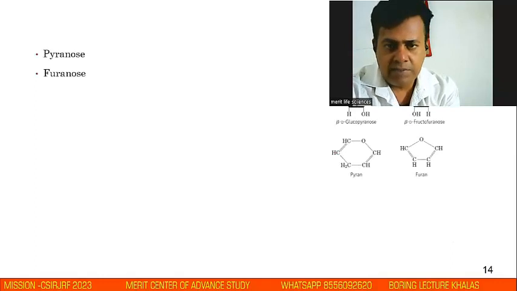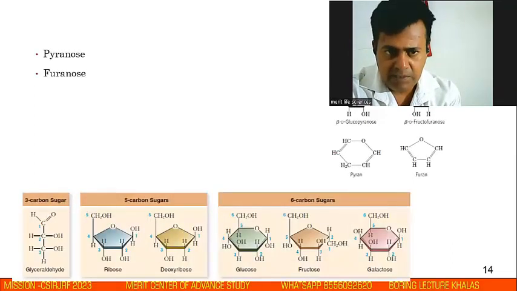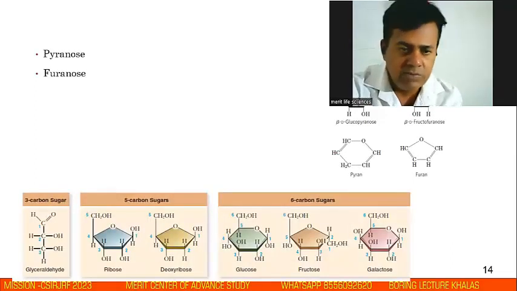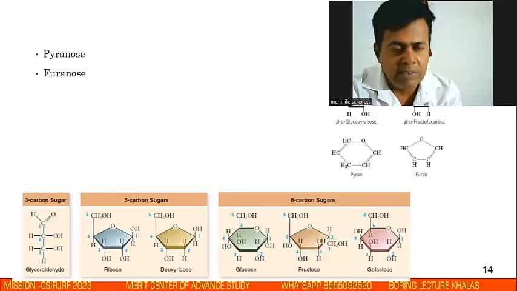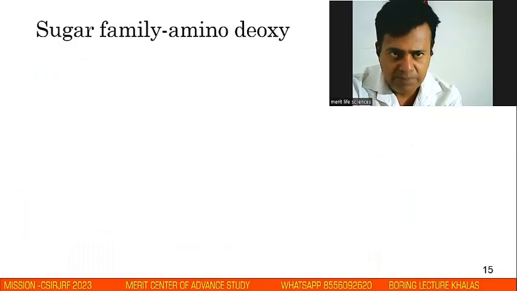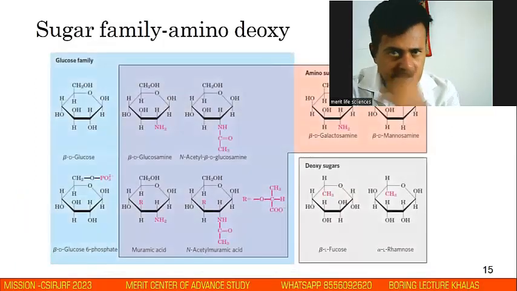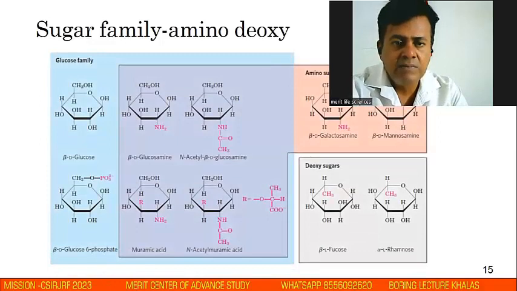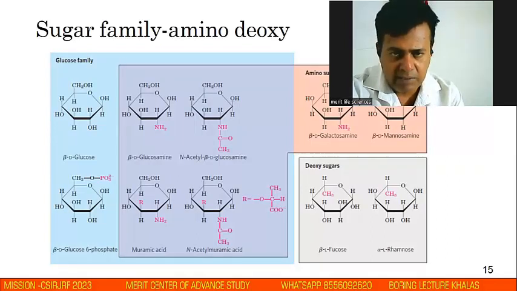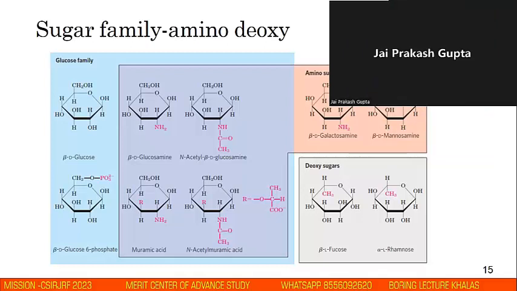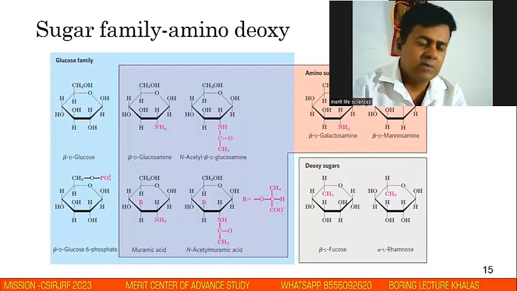So the pyranose concept we have just discussed. There are 5 carbon sugars like ribose, deoxyribose; 3 carbon sugar, glyceraldehyde; 6 carbon sugars, glucose, fructose, galactose. Okay. And there is the sugar family. Do you know about the sugar family? There is a large number of sugar families, called the amino sugars like galactosamine, mannosamine, right? Deoxy sugars like fucose, rhamnose, right?